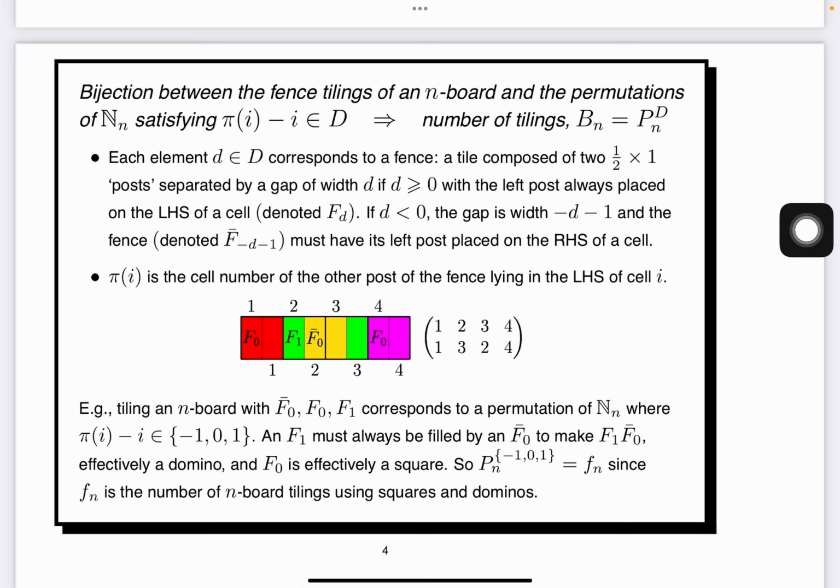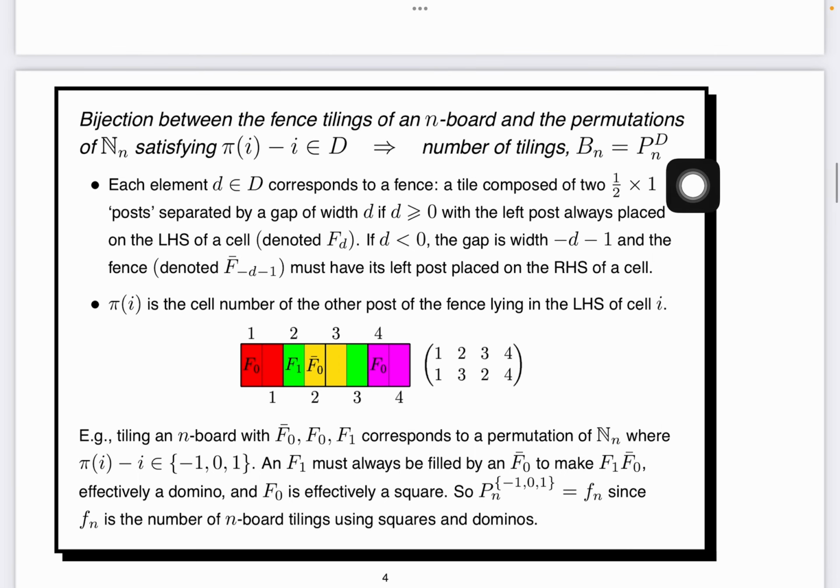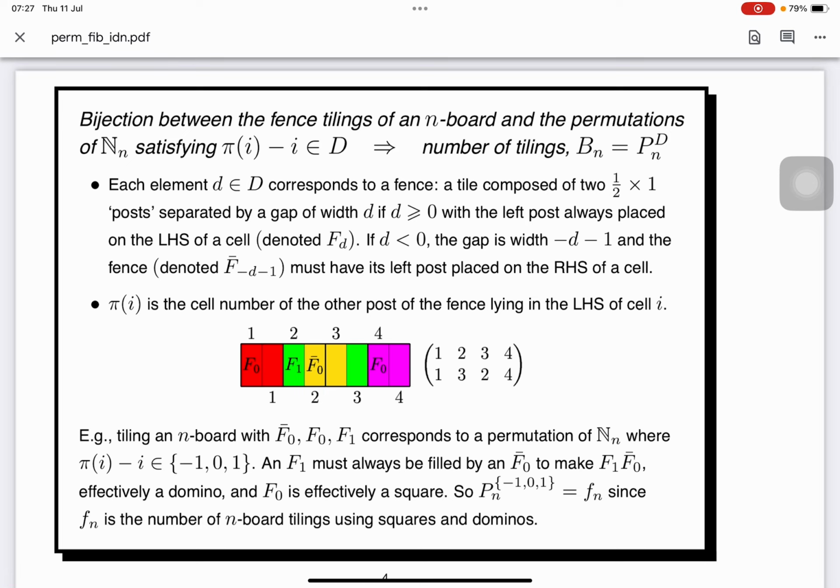So what we do is, well, first I need to say what a fence is. A fence is a tile made of two pieces, half by 1 posts, separated by a gap of width d. d could be 0, but otherwise it's a non-negative integer. And the rule is the following, that if d is not negative, then we have to place our fence. An example of the fence with this property is F0 or F1. We have to place the left-hand side of the fence in the left-hand side of a cell.